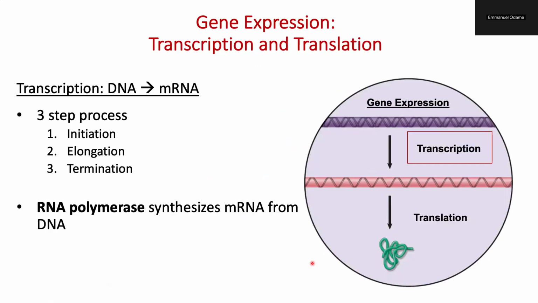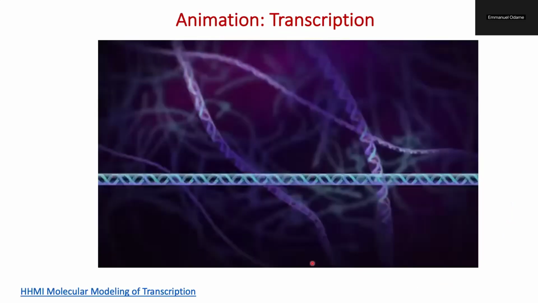So now let's dig into this whole process of going from DNA to mRNA. It involves three processes: initiation, elongation, and termination. Initiation basically means the attachment of the RNA polymerase, and then elongation is a similar trend as in DNA replication, and then lastly termination will happen. So let's watch this video.